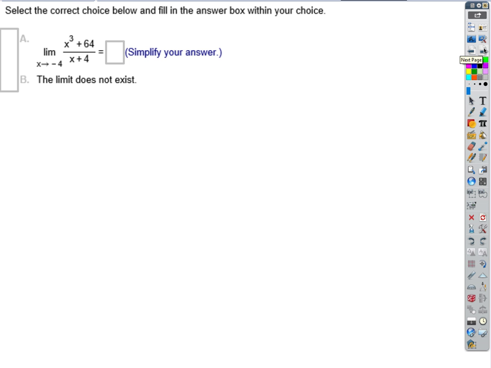Okay, but if we try to do this one, if we try to evaluate this directly, what are we going to get? 0 over 0, right? So if it's 0 over 0, that means we've got to do more work, right? What's the more work going to look like here? You've got to factor the top, factor the bottom, cancel like factors, right? So what does the top factor into?